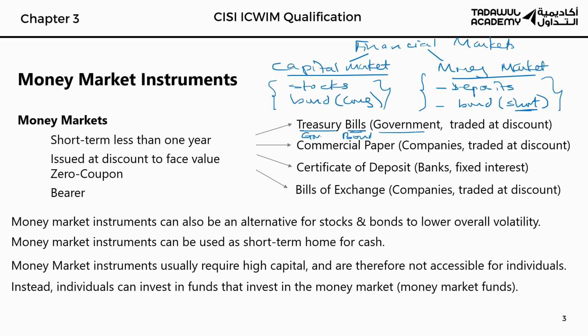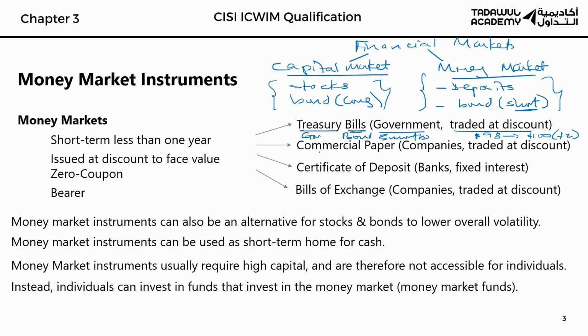It's issued by the government, usually has a maturity of 3 months, and it's traded at a discount. What does that mean? It means that it does not carry any interest. You buy it at 98 and it is redeemed on maturity at 100. You make your $2 profit.